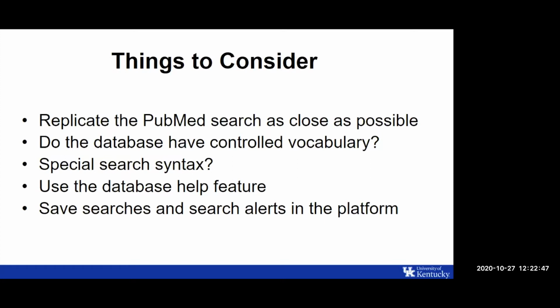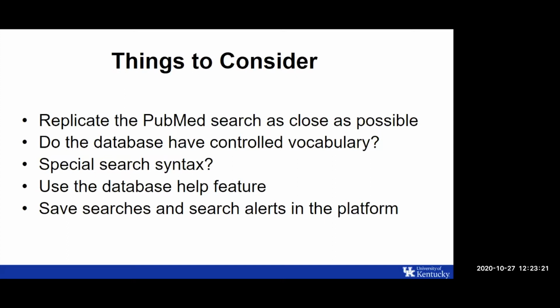One other thing to consider is that all of the databases have My Accounts, or the equivalent of a My NCBI account. EBSCO has, I think it's called, a My EBSCO account. Web of Science and Scopus have their own accounts. You want to create accounts in each of those platforms so that you can save your searches, and so you can create search alerts to be updated when new articles come in related to your search.